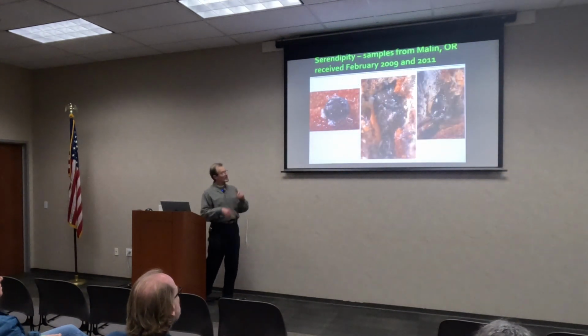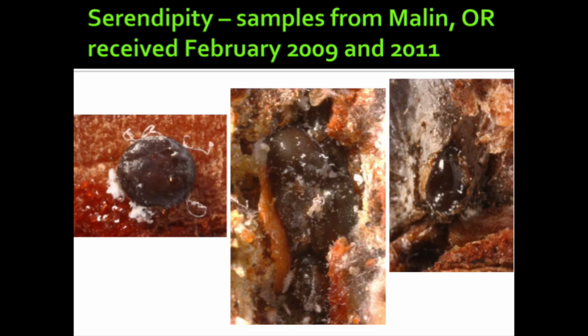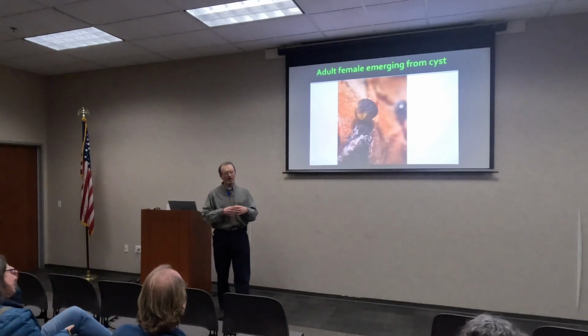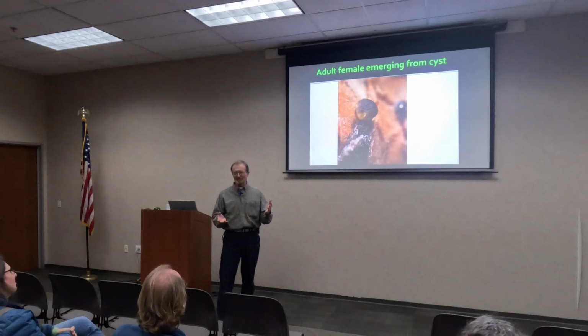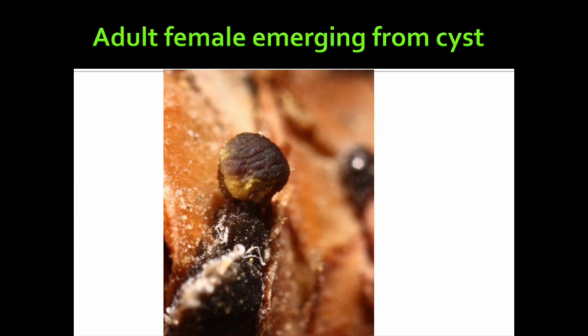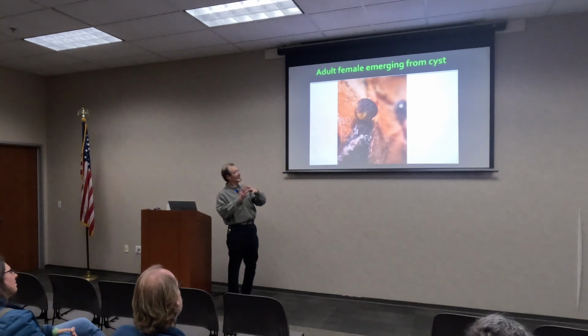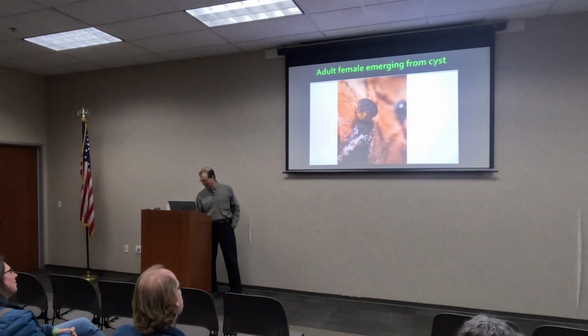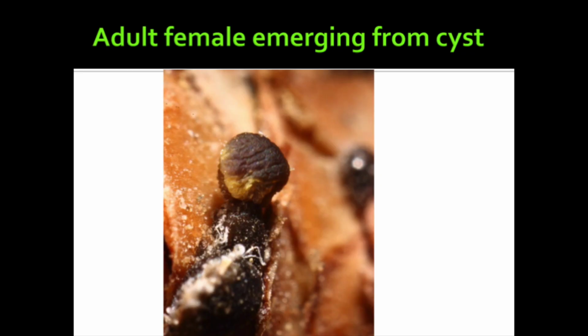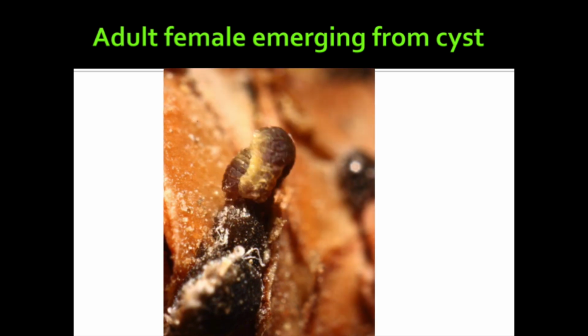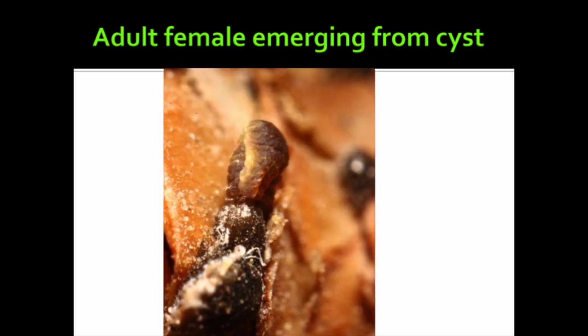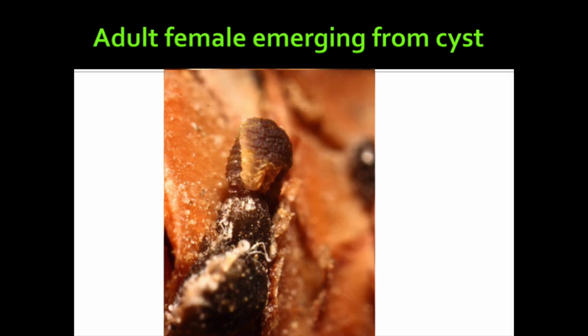So I got these samples from Oregon. I had these insects in my office, and I was able to watch them and photograph them. And this is a female emerging from one of these cysts. So the cyst itself is embedded in the bark, but a portion of it is free, and I'll just go through this real fast. They break through the surface, and they have to squeeze out of these things. And sometimes they don't make it.